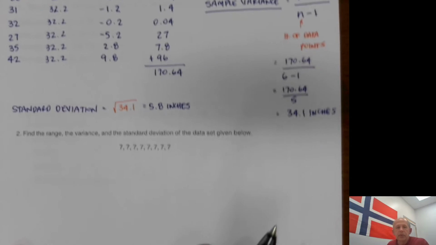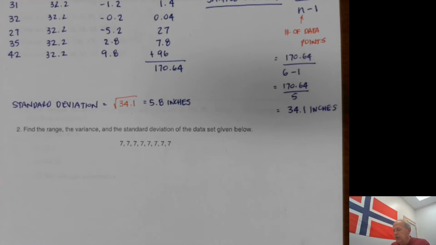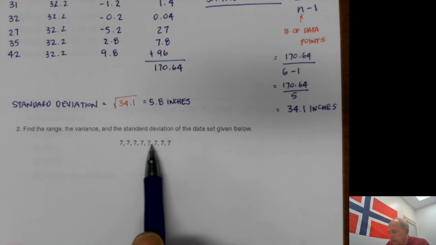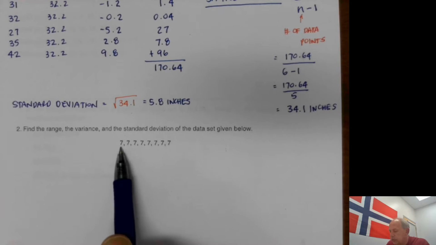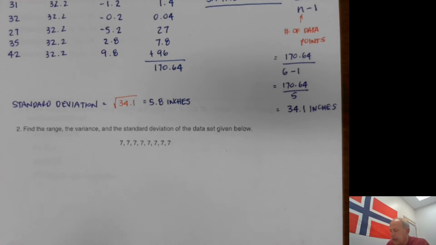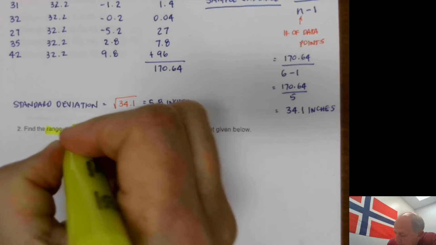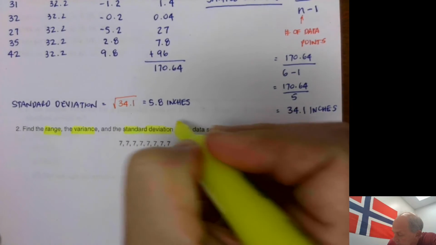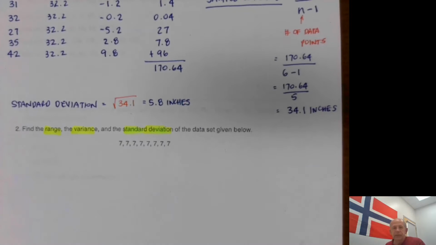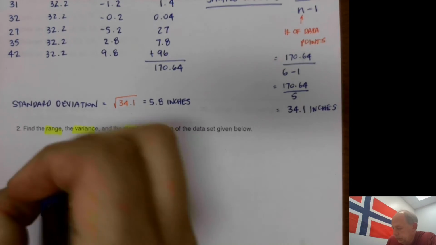Let's take a look at number 2. Let's say we've interviewed 1, 2, 3, 4, 5, 6, 7, 8 smokers. And we want to find, again, the range, the variance, and the standard deviation of this data set. Now, the range.